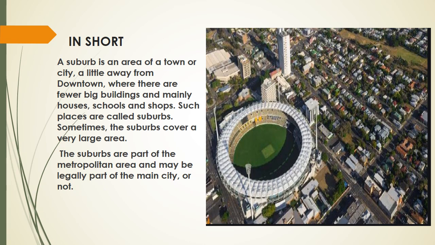Sometimes the suburbs cover a very large area. Sometimes the city is comparatively small and the suburb created because of that city is comparatively larger than the city. The suburbs are part of the metropolitan area and may be legally part of the main city or not. So later it can be a part of that area, or it may not be legally part of the main city. So it is totally different from the city area.